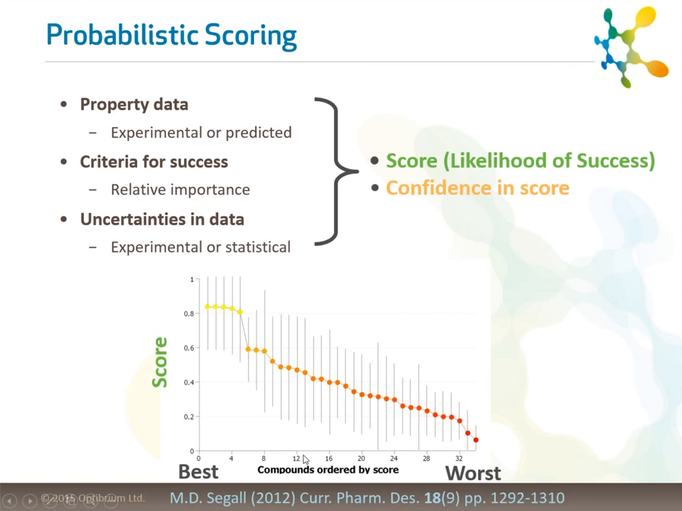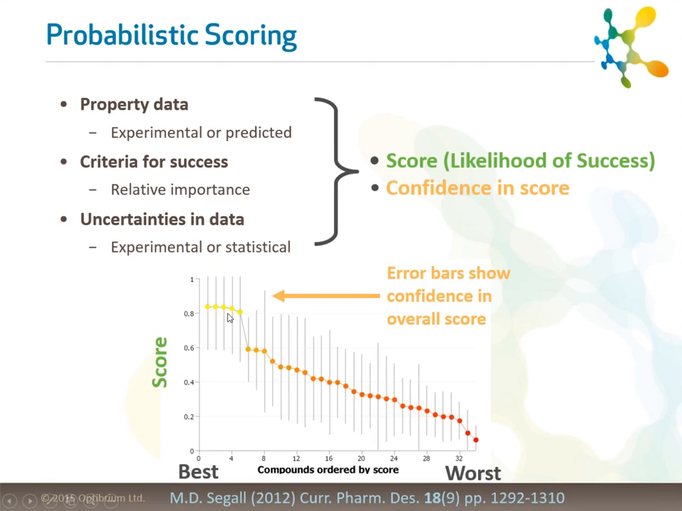And so one way to look at it is shown here. This is a graph where essentially on the x-axis we've ordered the compounds by their score, so the best are on the left to the worst on the right. And on the y-axis we're showing the score itself, that chance of success. And here you can see the best compounds in this data set have about an 80% chance of success.